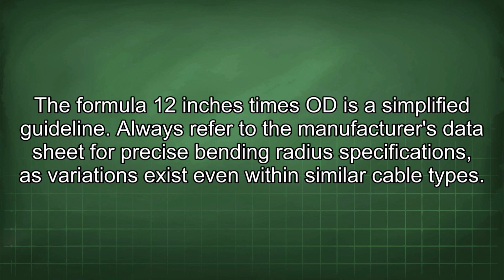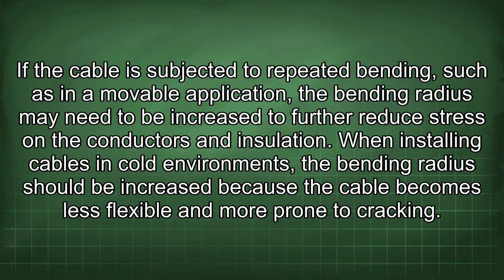The formula 12 inches times OD is a simplified guideline. Always refer to the manufacturer's datasheet for precise bending radius specifications, as variations exist even within similar cable types. If the cable is subjected to repeated bending, such as in a movable application, the bending radius may need to be increased to further reduce stress on the conductors and insulation.